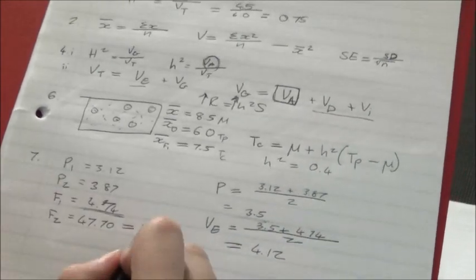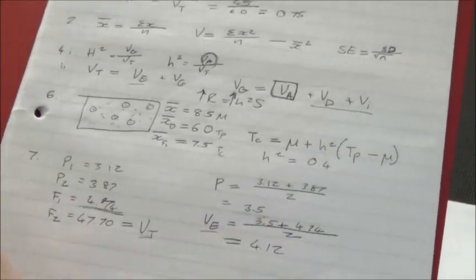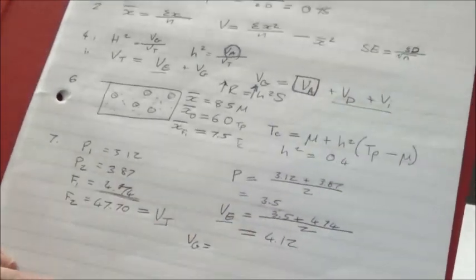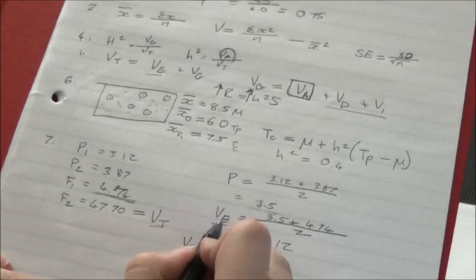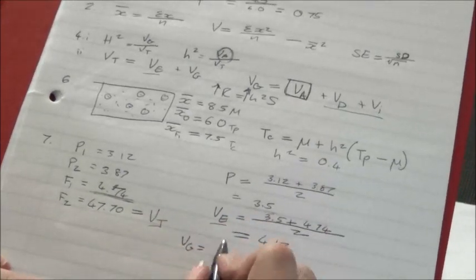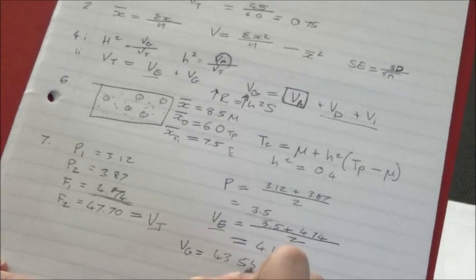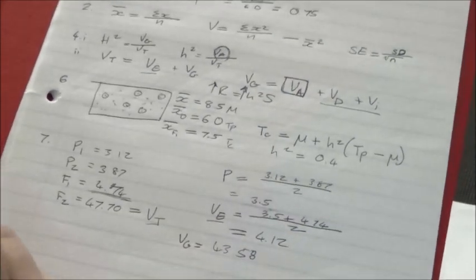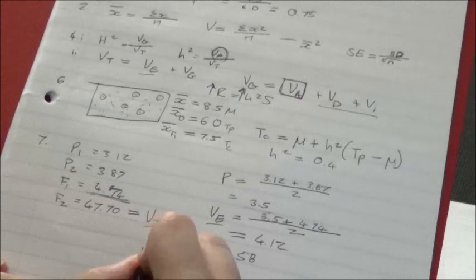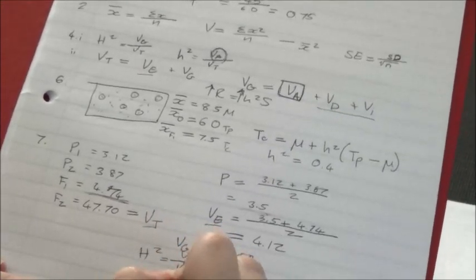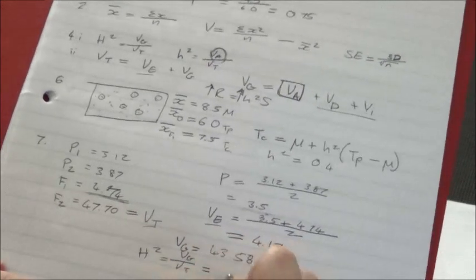Now that we have our VT and our VE, we can do the normal thing. We can calculate our VG, which, if you remember, is VT minus VE. That should give you 58. And your broad sense heritability, which is your VG over VT, you should get 0.91. And that's all there is to it.